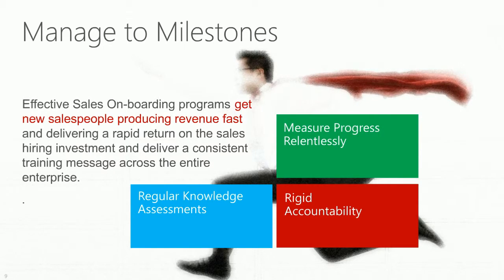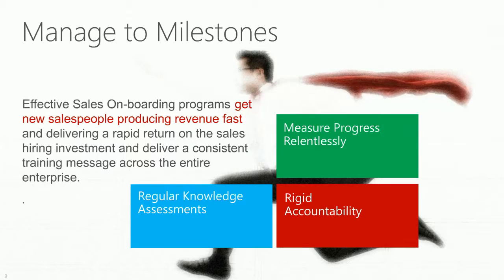So rigid accountability means that if there are milestones, we know when people aren't hitting their milestones, they're not doing their job, they're not owning the new hire, they're not owning the training, they're not owning their learning. If they're not owning those things, I need to know about it quickly, and I need to get people right back on track again.